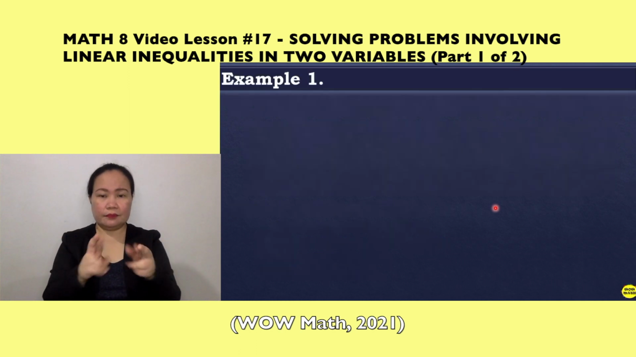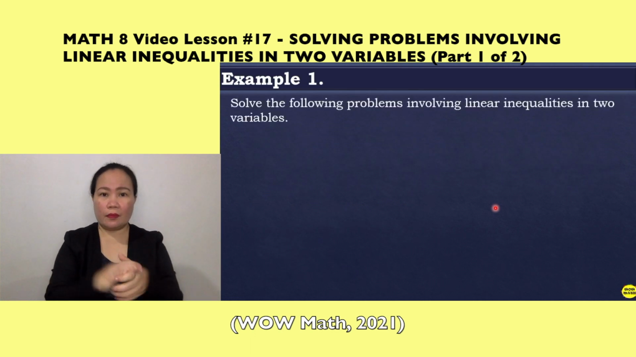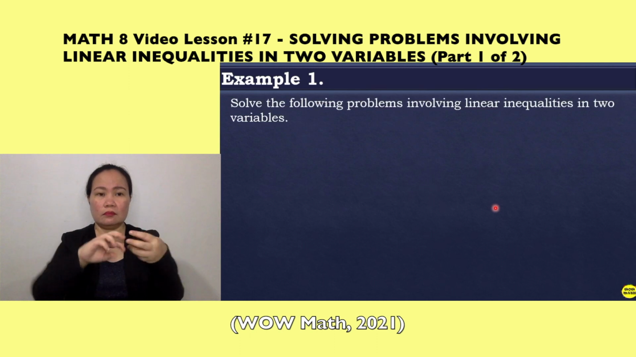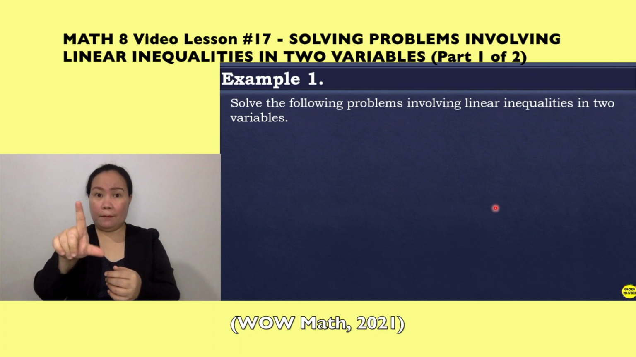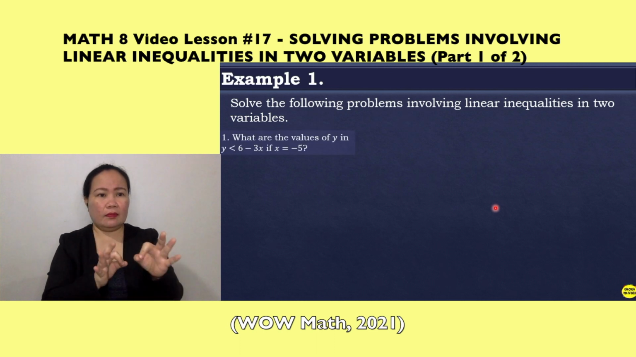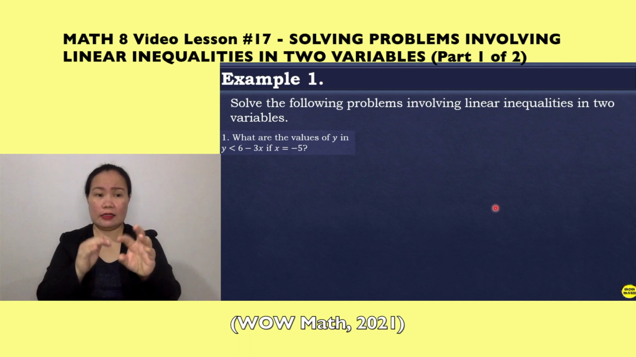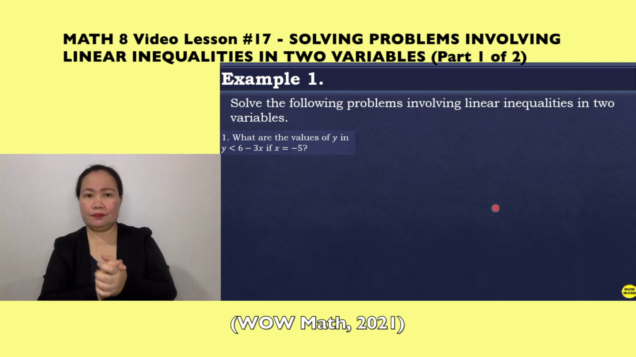So let's have first this one. Example, solve the following problems involving linear inequalities in two variables. So, bago tayo mag-proceed sa ating word problems, tingnan muna natin ito. Try natin. So, kapag ganito ang tanong, what are the values of y in y is less than 6 minus 3x if your x is equal to negative 5. So, minsan baka ma-encounter nyo itong ganitong question.